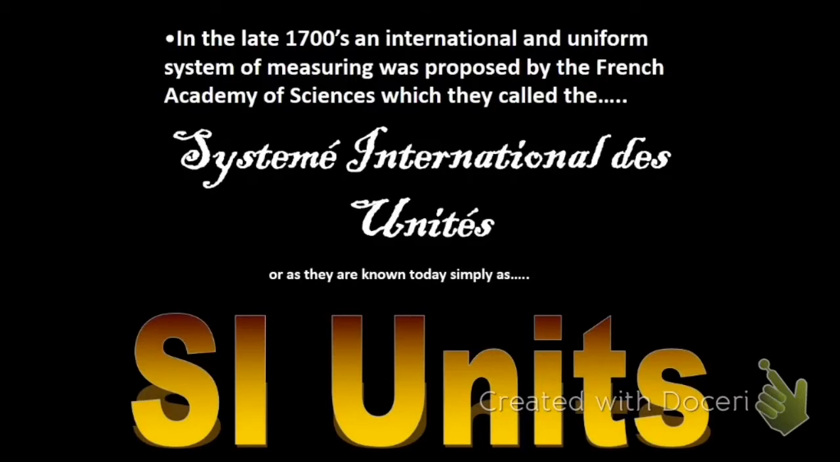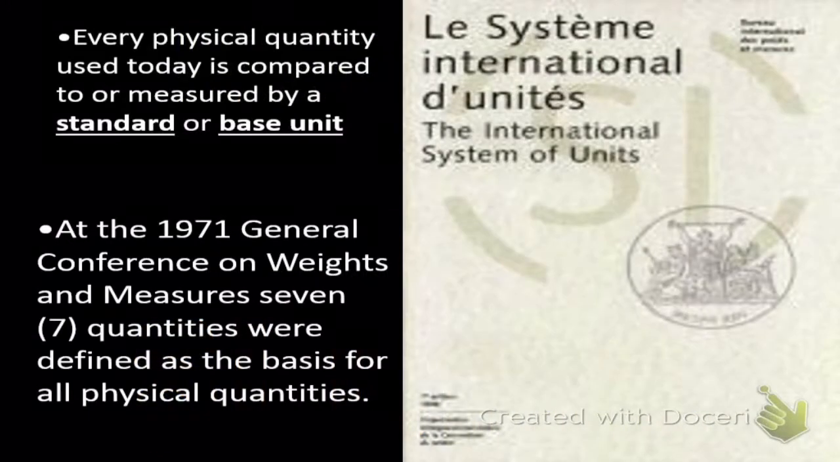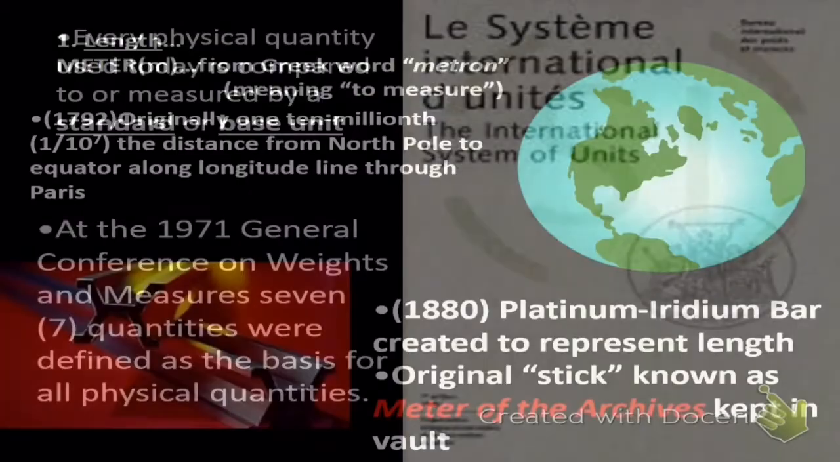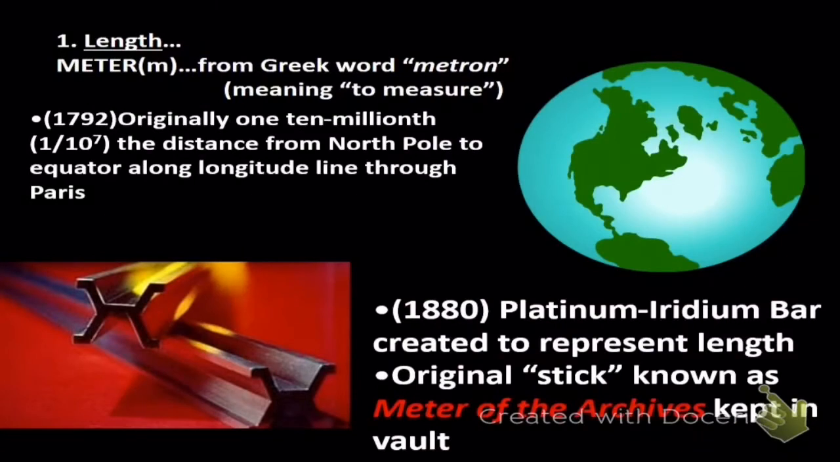What makes the SI system so beneficial is that it is an agreed upon system where every unit has an easily reproducible standard. Today the SI system is organized such that every physical quantity has a standard that it's compared to, so that everyone in the world knows exactly what each type of measurement should be equal to. In 1971, we agreed on 7 base quantities for all other measurements, and we're going to go through each of those now. The first standard measurement is length, something that we're going to be using a lot in physics class.